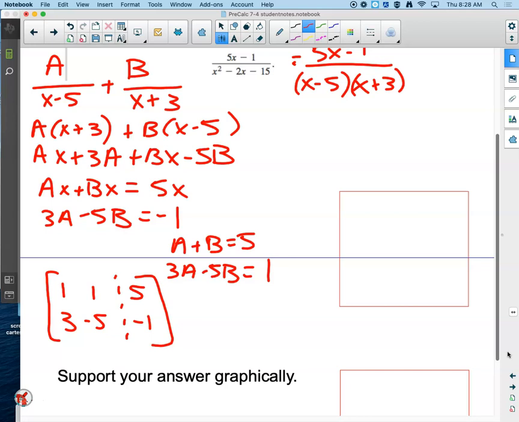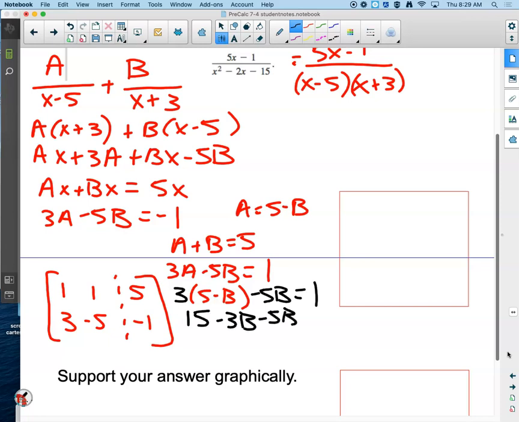We could use substitution. We could multiply the top one by negative 3 and then add those together. We have a lot of different ways that we can go about this. So I think I'm going to go ahead and use substitution here. I'll subtract b from both sides and substitute that in for a. So we'll get 15 minus 3b minus 5b equals 1. So we'll have 15 minus 8b.